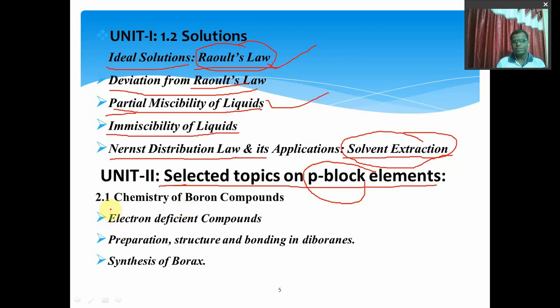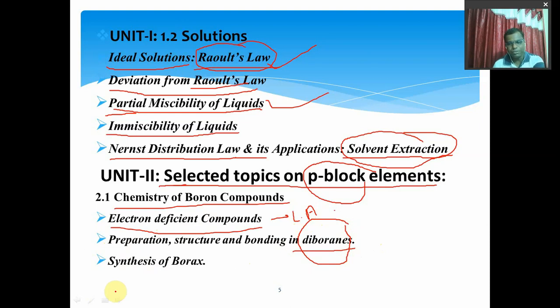So here you are going to discuss the boron compounds. How the boron compounds are formed, how they show their behavior. Boron compounds are generally electron deficient compounds, that's why they are called Lewis acids. So you are going to discuss the electron deficiency of these compounds. Again you are going to discuss the preparation, structure, and bonding in boron compounds, particularly diborane, B2H6. This is the important diborane that we are going to discuss. Again how borax and other boron compounds are synthesized, that we will also discuss in this topic.